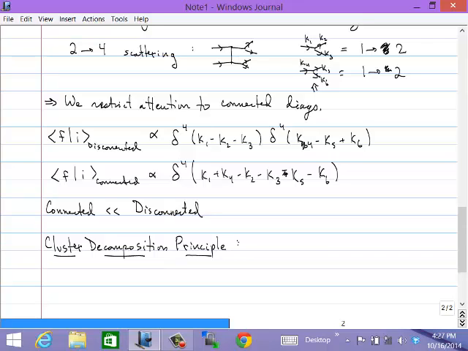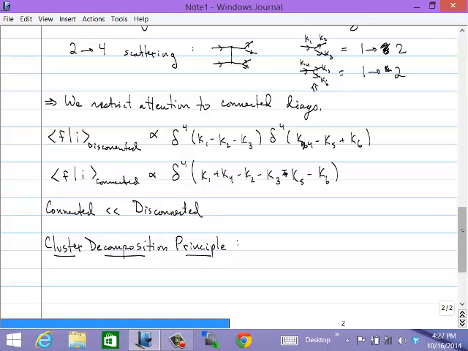So the cluster decomposition principle is really one of those deep subjects that normal classes in quantum field theory don't really touch on. We're not really going to touch on it either. I just want to state it for you because it's something that you may hear alluded to or referred to in discussions of quantum field theory. And the cluster decomposition principle is the following.